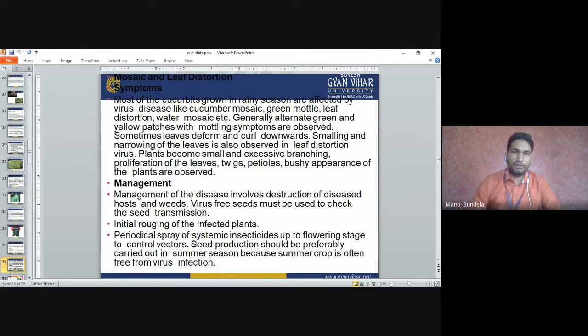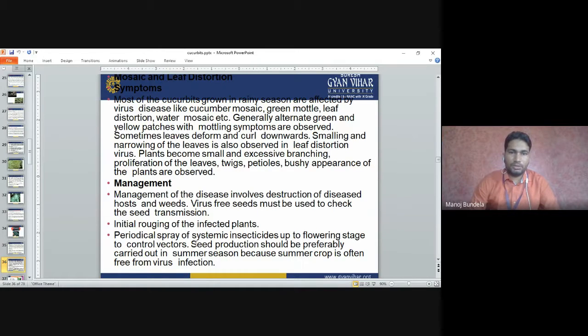Mosaic and leaf distortion: most of the cucurbits grown in rainy season are affected by viral diseases like cucumber mosaic virus and green mottle virus. Green leaf distortion and water mosaic lesions appear. Generally, alternate green and yellow patches with mottling symptoms are observed. Sometimes the leaves deform and curve downwards. Reduction and narrowing of the leaves is also observed in leaf distortion virus. The plants become small with excessive branching.